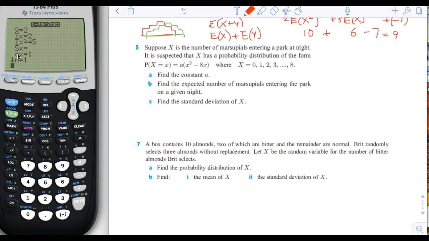Number 5. Suppose x is the number of marsupials entering a park at night. It is suspected that x has a probability distribution of the form a(x squared minus 8x), where x equals 0, 1, 2, 3, 4, 5, 6, 7, 8. Find the constant a. Okay.